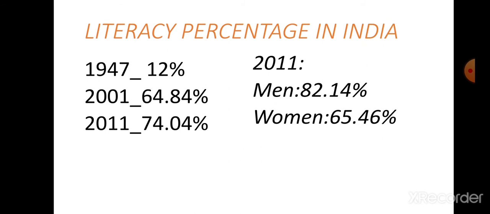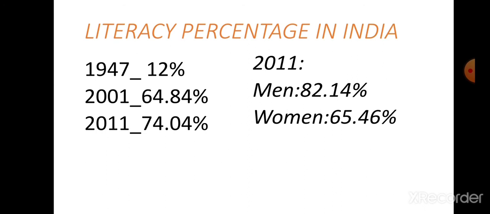So let's see here, the literacy percentage in India. In 1947, only 12% of people were literate. In 2001, it was 64.84%. So literate people were increasing when compared from 1947 to 2001. In 2011, it rapidly increased from 64% to 74%.